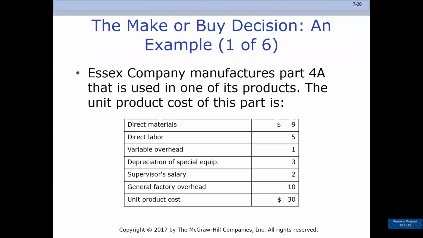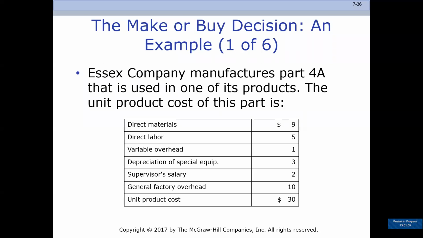So here's a make or buy decision. Essex Company manufactures part 4A that is used in one of its products. The unit product cost of this part is: direct materials, that would be a variable cost, $9. Direct labor, we'll assume that's variable. Variable overhead's variable. Depreciation of special equipment, they break this down into $3 per unit. Supervisor's salary, $2 per unit. General factory overhead, $10 a unit. So the unit product cost, when you add all that up, it's $30.